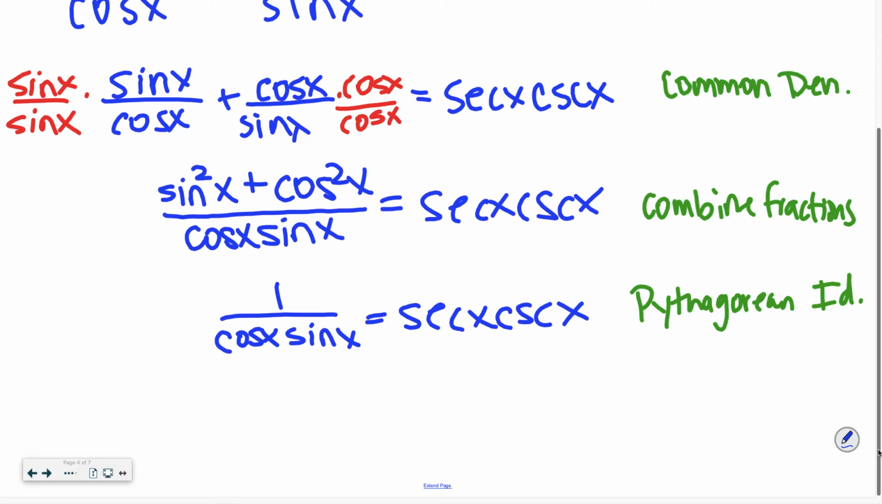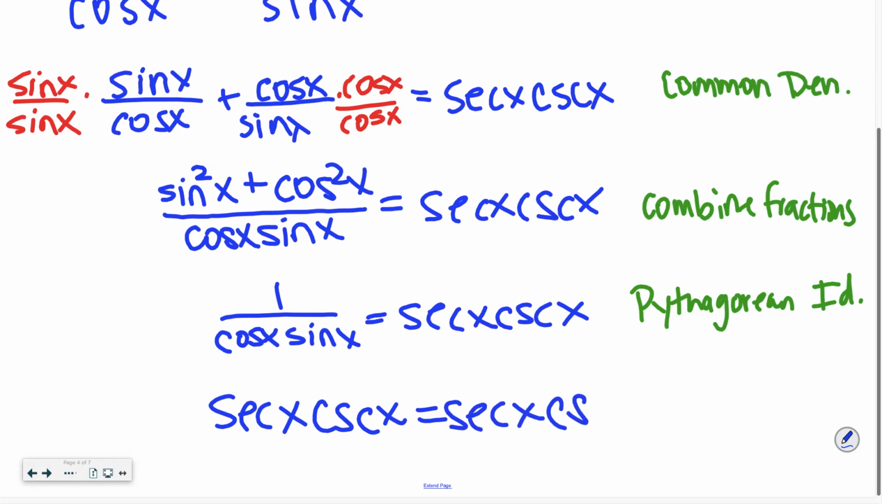What can we do next? Okay, separate them and then use what identity? What, Ryan? Reciprocal. 1 over cosine is the same as secant. 1 over sine of x is the same as cosecant. Hey, does our left side look the same as our right side? Woohoo! Once our right side looks the same as our left side, we are done.